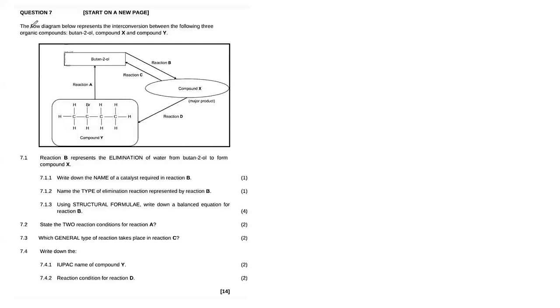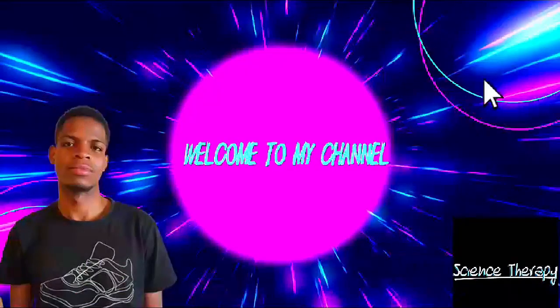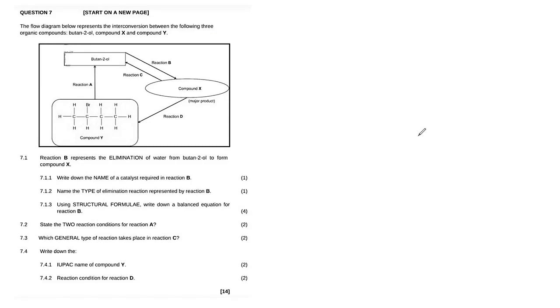And without any further ado, let's look at this question that we have here. Okay, so we are still on organic reactions. We have question 7. It says the flow diagram below represents the interconversion between the following 3 organic compounds, which is butan-2-ol, compound X, and compound Y. Now, 7.1 says reaction B represents the elimination of water from butan-2-ol to form compound X.